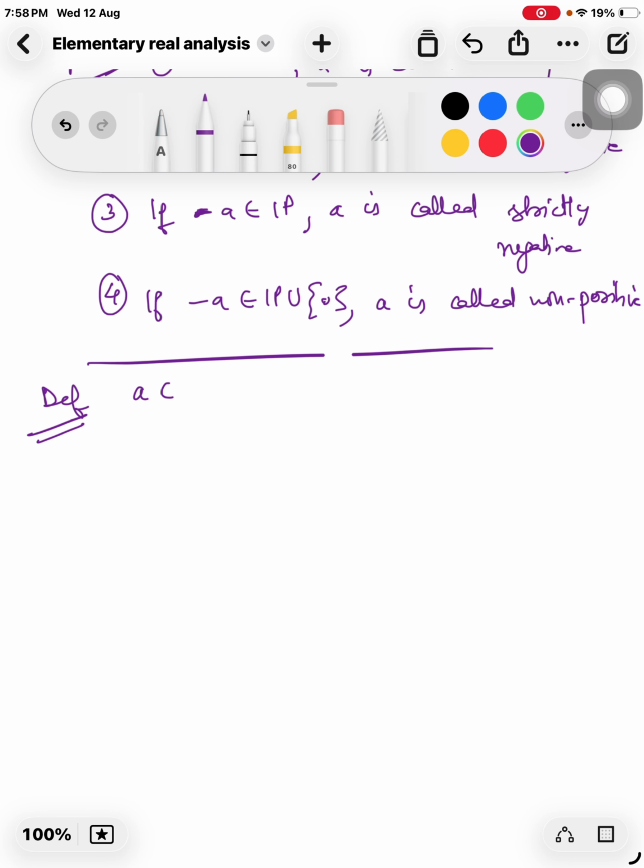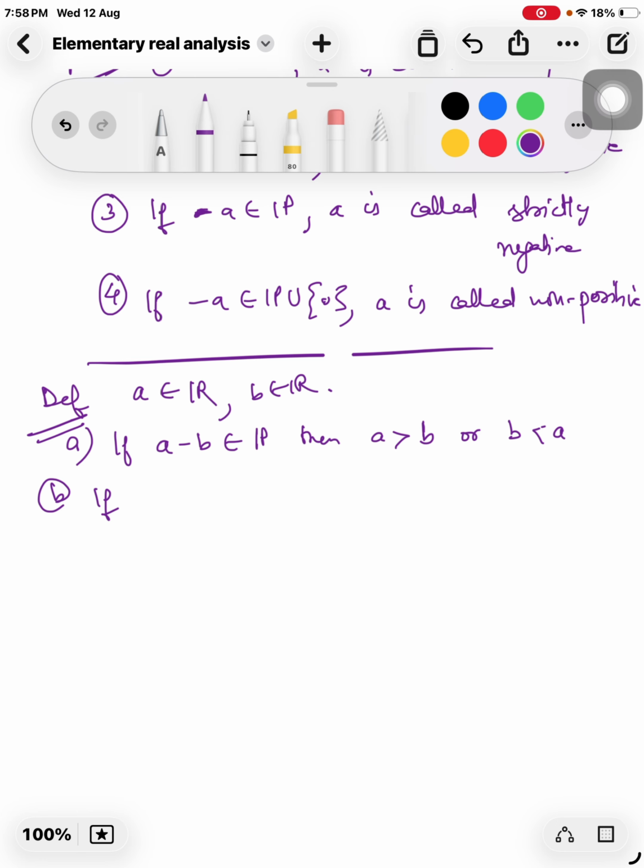So if you have two real numbers A and B, then we know either A minus B is in P, or A minus B is 0, or A minus B, the negative of that, is in P. So if A minus B is in P, then we define A to be greater than B. This is our definition. Or we can say B is less than A.